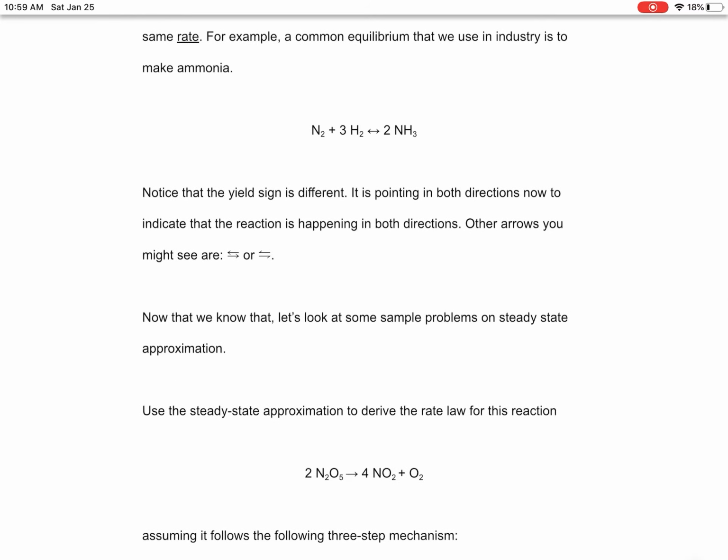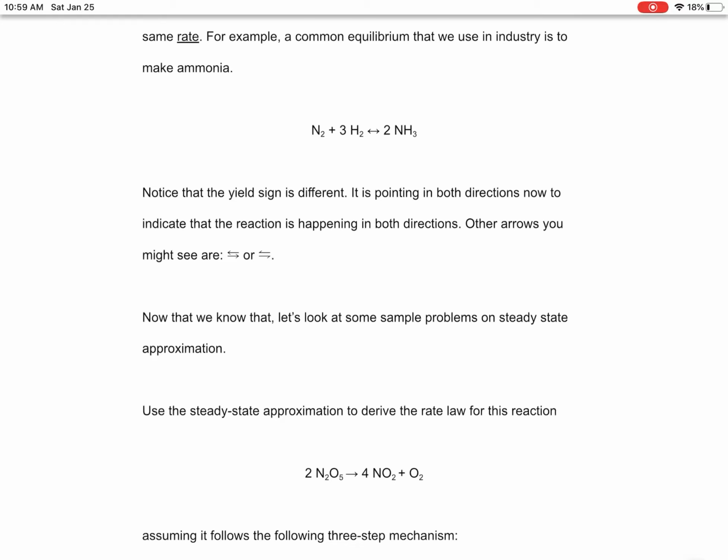Notice that the yield sign is different. It's pointing in both directions now to tell you that the reaction is occurring in both directions at the same time. And so you can also see either of these two other arrows. Those are actually a little more common than the one I used in the equation here.